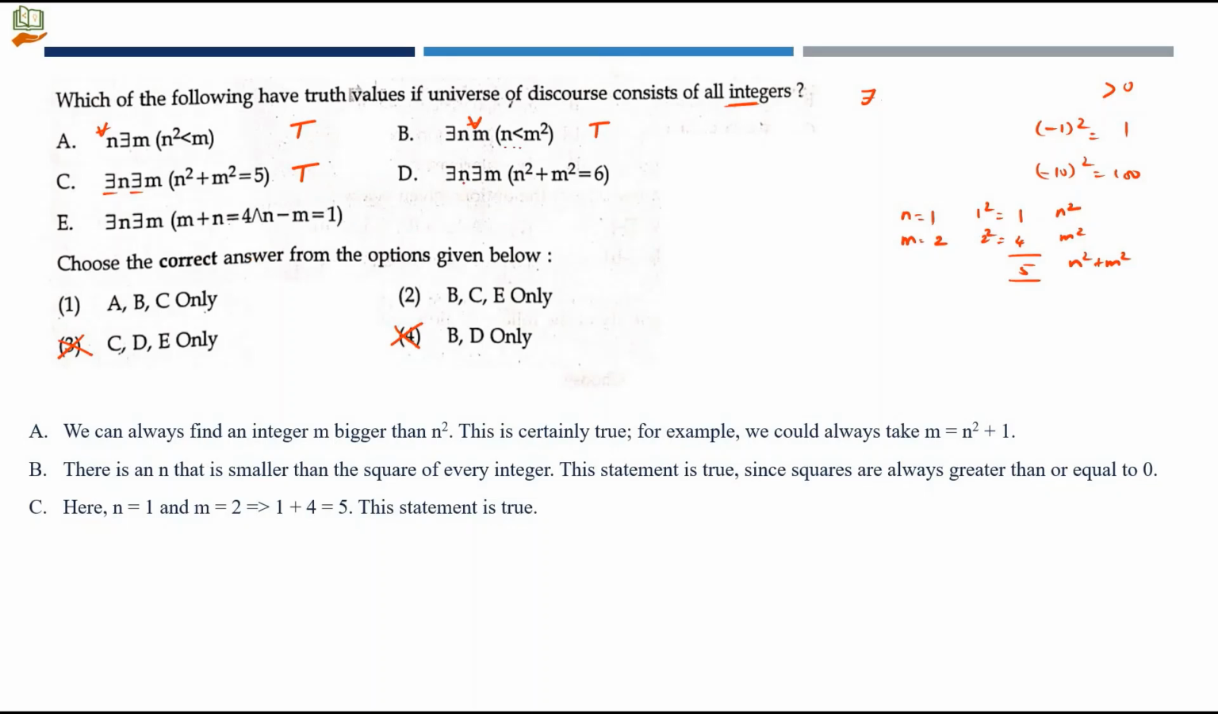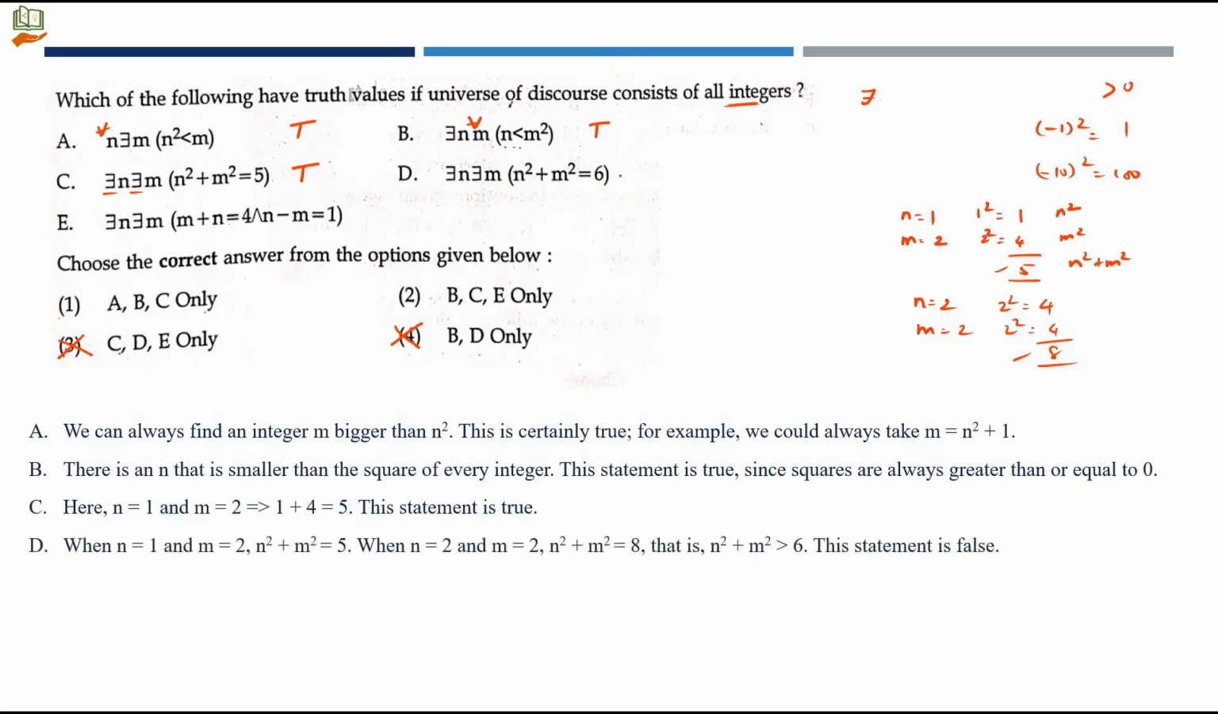For expression D, there is an n value and an m value such that n square plus m square is equal to 6. Just now we found that n square plus m square can be 5. What is the other possibility? We can have n equal to 2 and m equal to 2. 2 square is 4, and 2 square is 4. This gives a sum of 8. Either you can get 5 or you can get 8 with other sets of values. There is no possibility of getting 6 here. That's why we mark this as false.